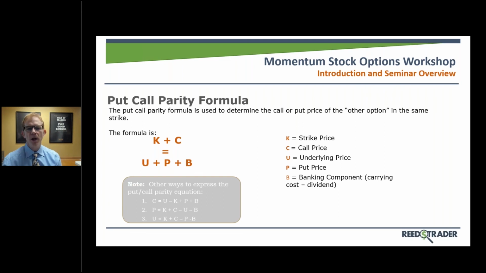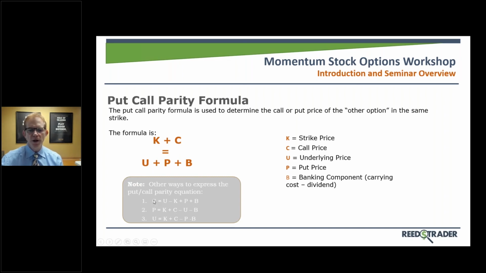So here's the formula. K equals strike price, C equals the call price, U equals the underlying price, P equals the put price, and then we have this concept called the banking component, which is carrying cost minus dividend. So the formula is: strike price plus call equals underlying plus put plus banking. And in some respects, for our discussion, you can almost eliminate banking and just focus on these four.